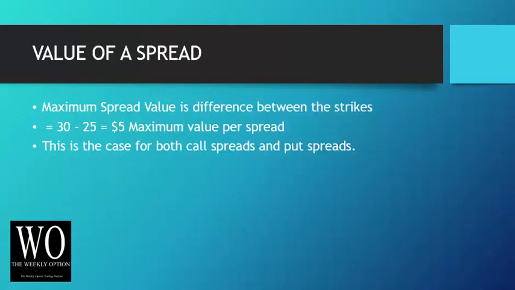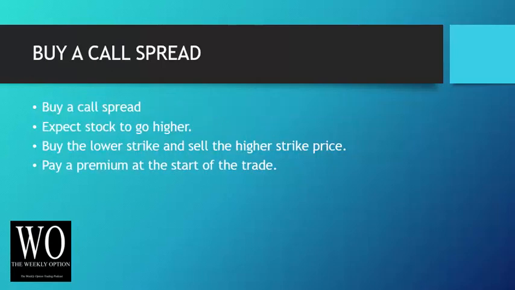Now, what is the value of the spread? The maximum spread value is the difference between the strikes. So in our example, you have a 30 strike and a 25 strike. That's a $5 difference. So you have a $5 maximum value per spread. This is the case both for call spreads and for put spreads.